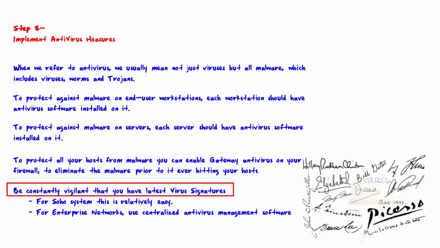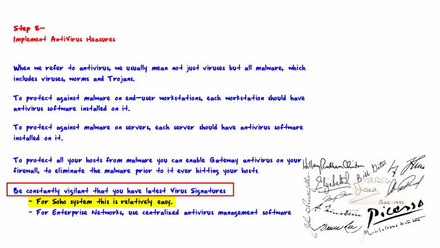Be constantly vigilant that you have the latest virus signatures. Antivirus protection is similar to patch management in that there is new malware discovered daily, and antivirus vendors push new antivirus signatures daily to defend against a specific piece of malware. So, it is not enough to simply have antivirus software installed on a host, but the host also needs to have the latest signatures on it to defend against the latest malware.